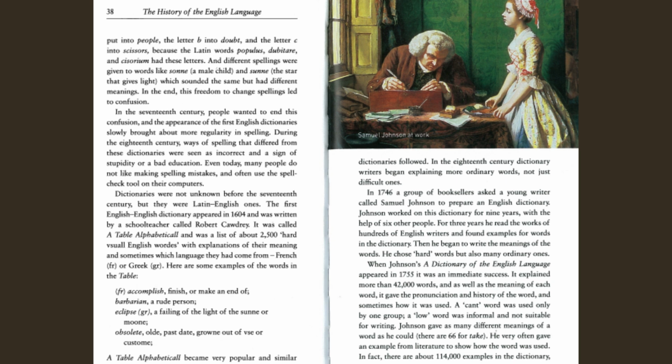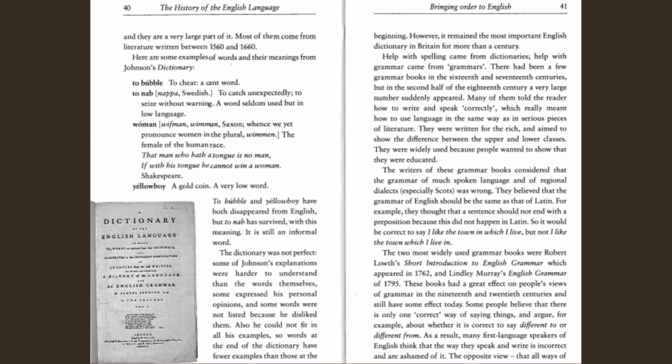A cant word was used only by one group. A low word was informal and not suitable for writing. Johnson gave as many different meanings of a word as he could. There are 66 for take. He very often gave an example from literature to show how the word was used. In fact, there are about 114,000 examples in the dictionary, and they are a very large part of it. Most of them come from literature written between 1560 and 1660.